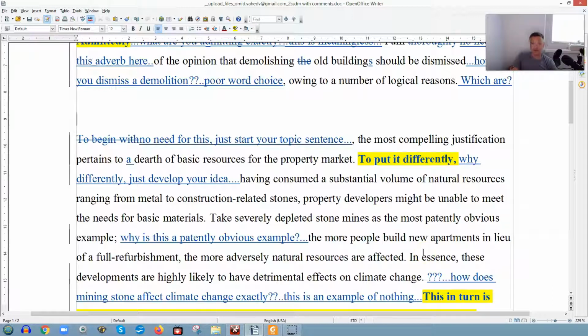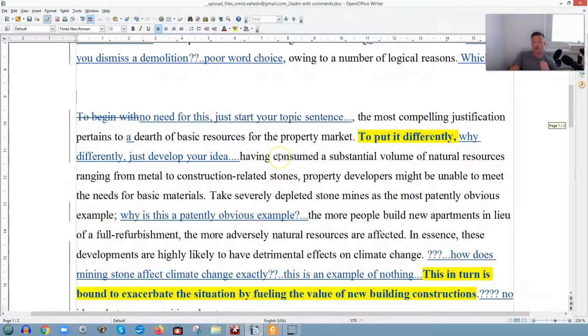Okay, to put it differently. Why? It's not different though, is it? It's a separate idea. So to put it differently would mean saying the same thing in a different way. But what you're doing, or what you should be doing, is not saying the same thing. You should be developing it. Okay.